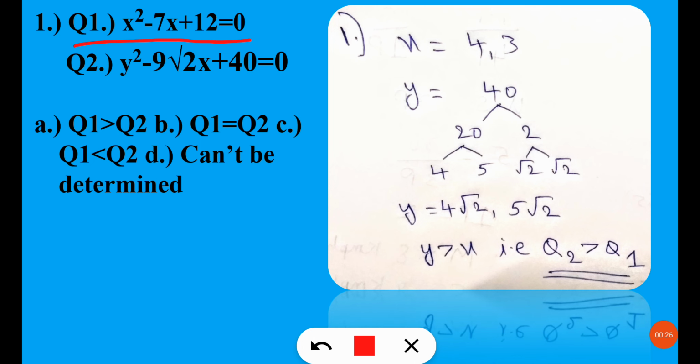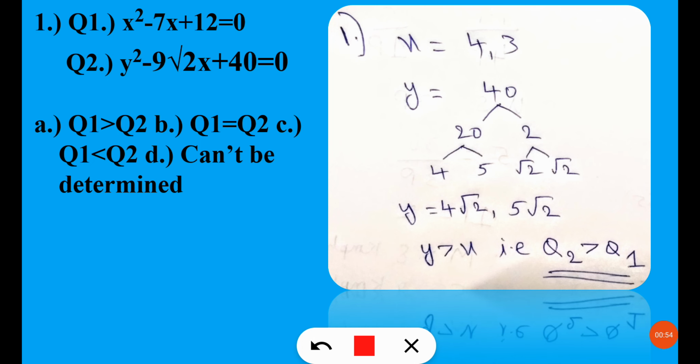This is a quadratic equation, and quantity 2 is y square minus 9 root 2 y plus 40 equal to 0. With the first quadratic equation, we will get the roots as x equal to 4 and 3. 12 is broken down as 4 into 3, and the x coefficient is minus 7, so minus 4 minus 3, and finally the x roots will be 4 comma 3, changing the sign.